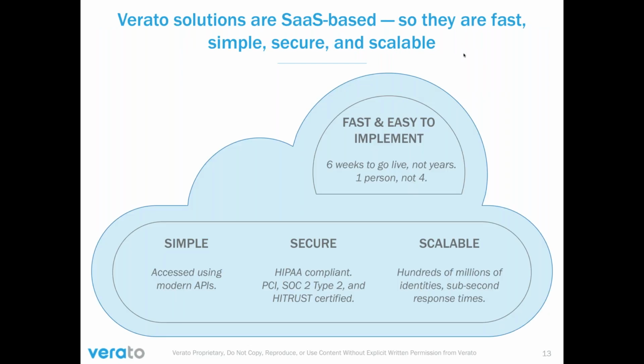So Verato solutions, I mentioned before, they're fast in the sense that they can be deployed quickly. We have deployments of our Universal Master Person Index in like 54 days. We have others that have taken in similar timeframes, but relative to the MDM market and the other technologies that used to take 6 to 18 months, obviously they're fast and easy to implement relative to those folks.